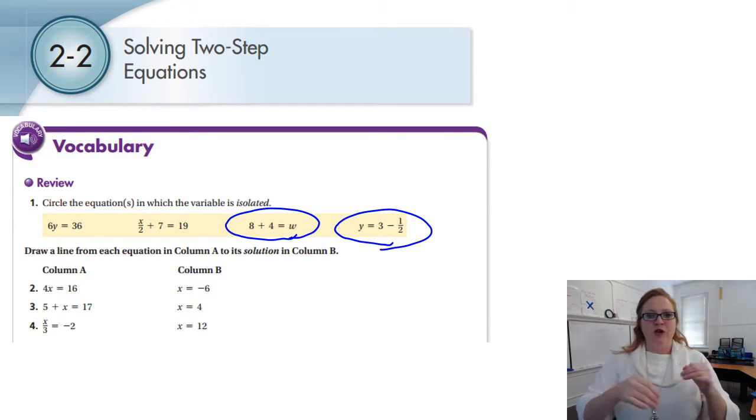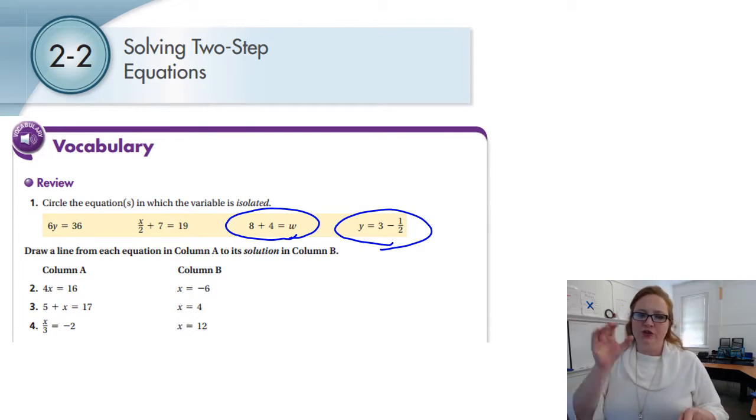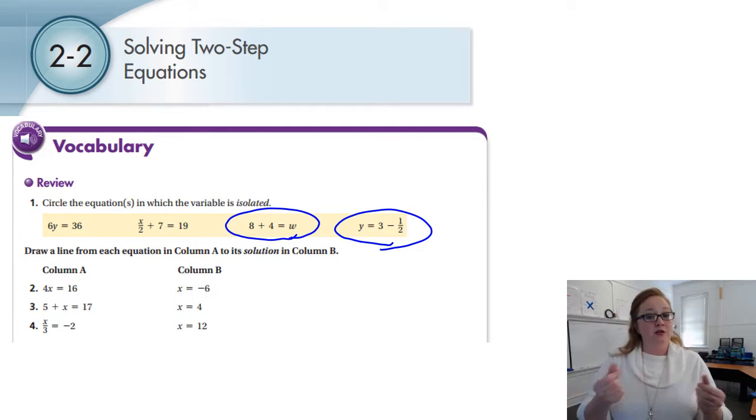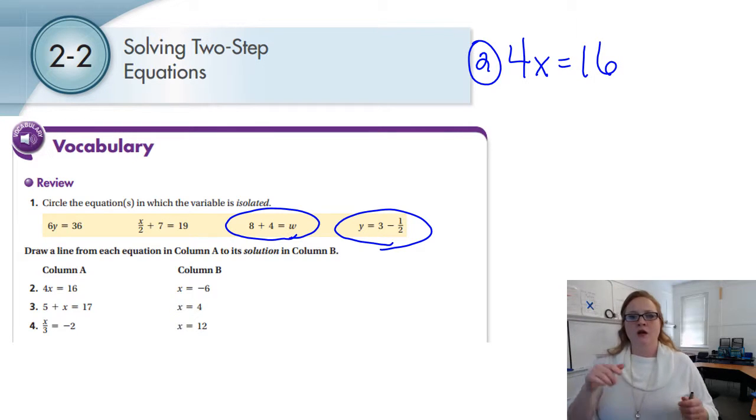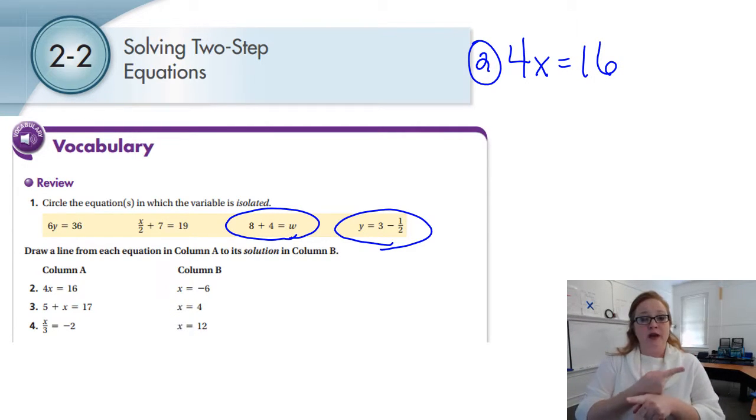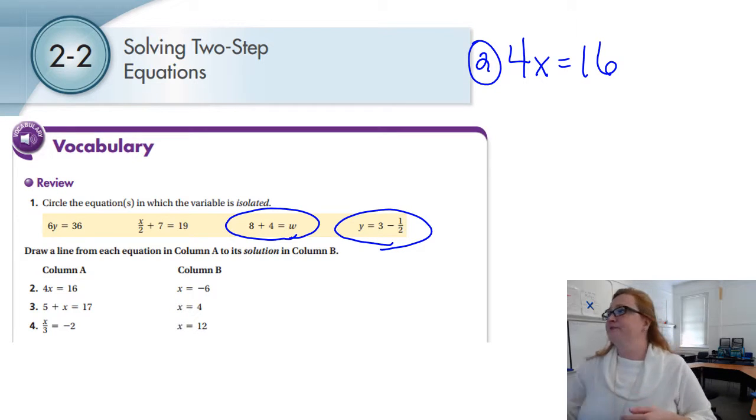Draw a line from each equation in column A to its solution in column B. Number 2, 4x equals 16. Remember how to solve a one-step equation. This equation shows multiplication. What's the opposite of multiplication? Division. Find the variable x. The coefficient of x is 4. 4 is the number you will use for division.